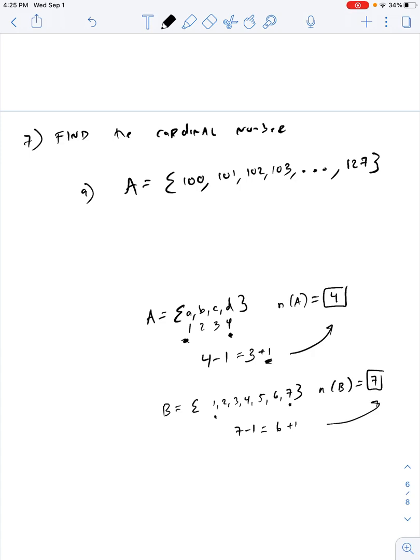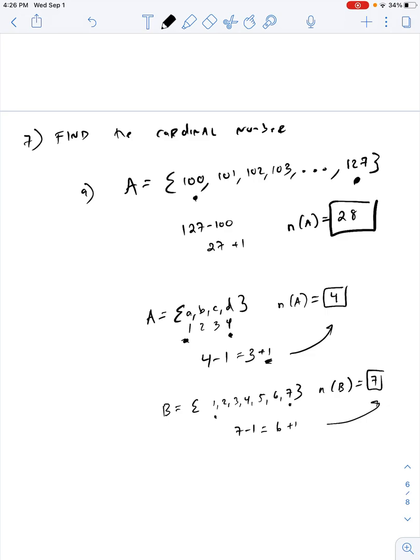There's 103, 104, 105, 106, 107, 108. It keeps going. So why don't we do 127 and 100? And we subtract. Right, we subtract that, we get 27. But what do we have to do now? Just like these other examples, let's add 1. Means that the cardinal number of this example is 28. Right, so a nice example there.